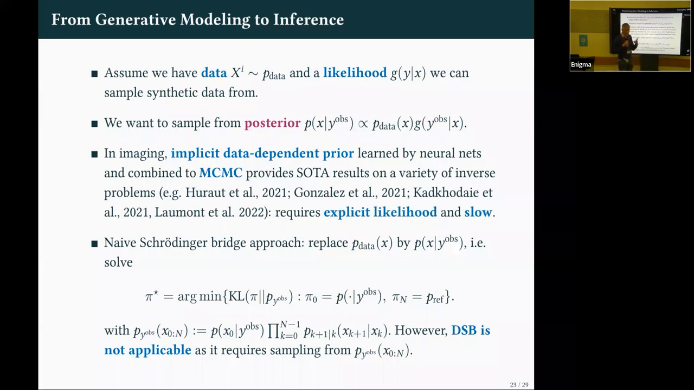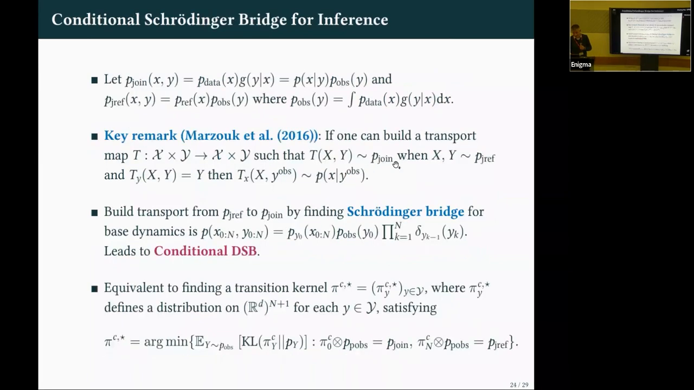the algorithm I described previously requires you, when you solve the Schrodinger bridge, to be able to sample from the terminal distribution, the initial time or the terminal time. I cannot, because the posterior distribution is what I want to sample from. So that doesn't work actually. You cannot do that. But it doesn't matter, you can go around that.